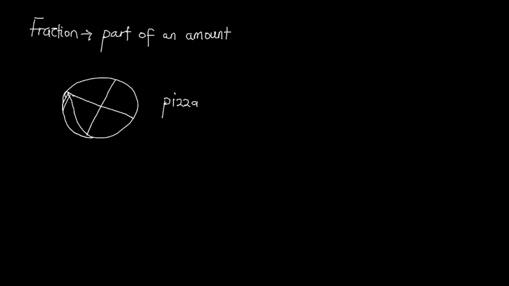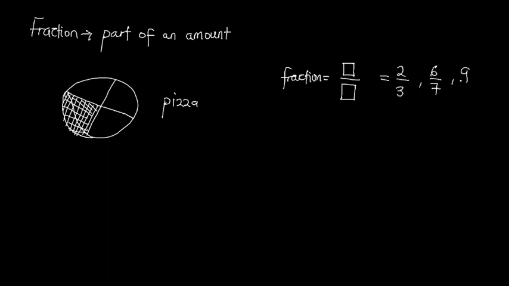Now if I consume one part of the pizza, the shaded part is the part that I have consumed, and I've been asked what is the fraction of the pizza I have consumed. First of all, a fraction can be written as a number over another number. So a typical example may be 2 over 3, 6 over 7, 9 over 3, anything. So this is a fraction.